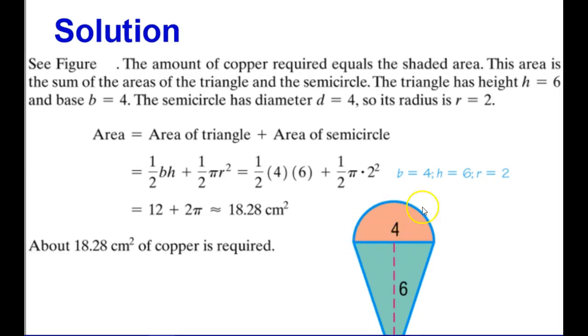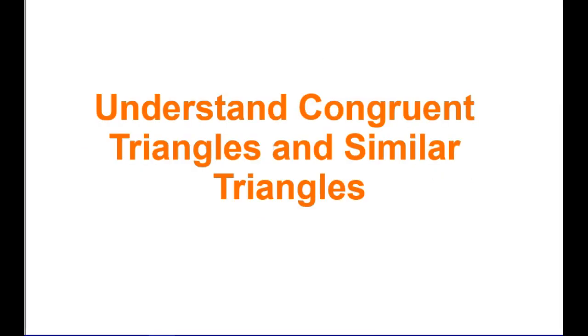So now I can go ahead and use the formulas that I know. And I know I'm dealing with area, so I have to find the area of the triangle and I have to find the area of this semicircle, and then I can add them together. So the area of my triangle is 1/2 base times height. I know that I'm only looking at half of the circle, so I can find half of the area of my entire circle and add those together. So approximately 18.28 centimeters squared of copper is needed for this.